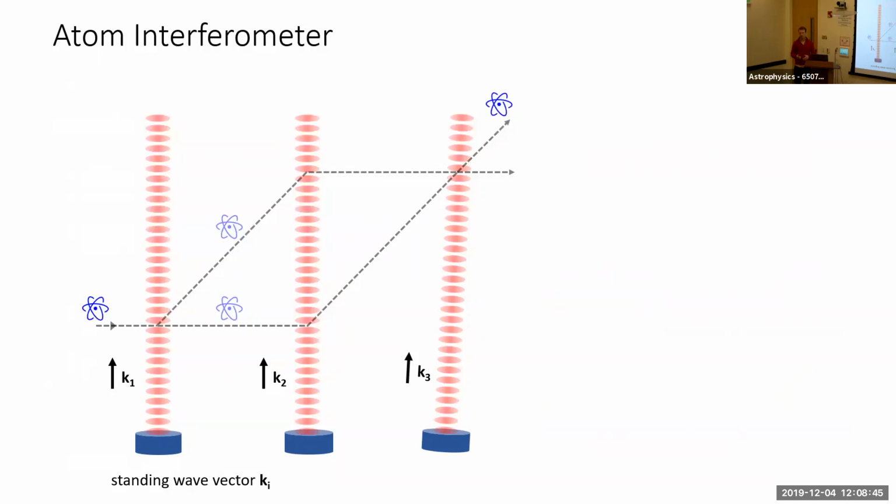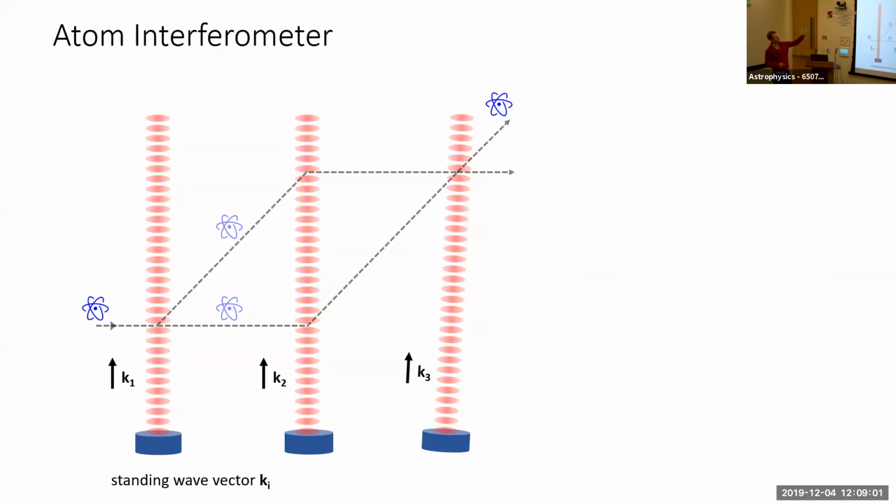Right. And in this case, you have three of them. So all three of those vectors can have different magnitude and also different direction. Okay. So you split. You have your interferometer. It opens up and it closes again.